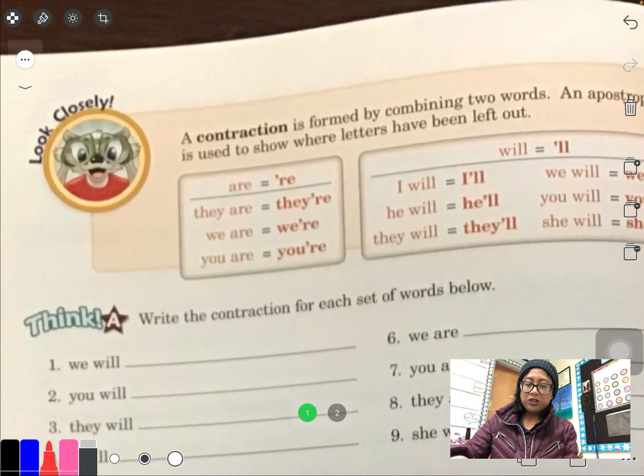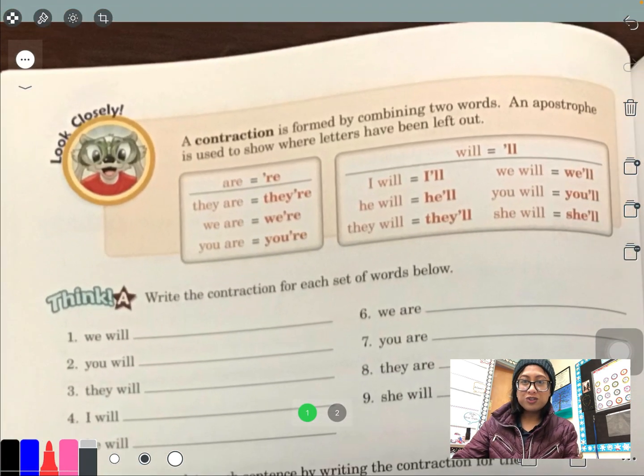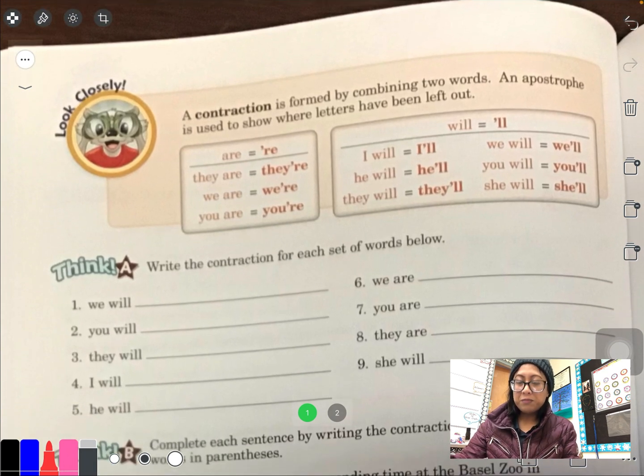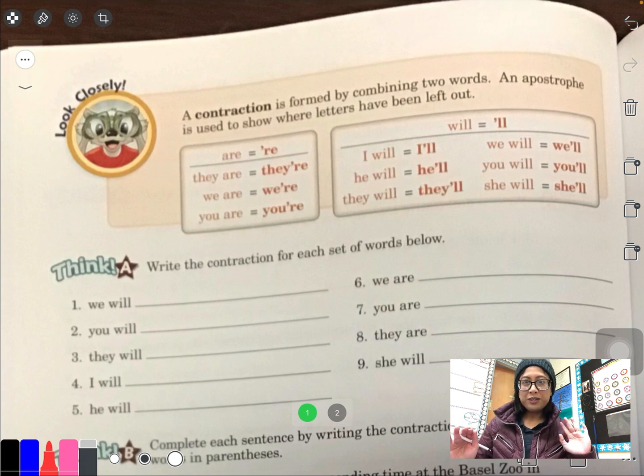So we're going to look at something called contractions on page 112. A contraction is formed by combining two words. An apostrophe is used to show where letters have been left out. And if you remember, when you were with Mrs. Jones, she had an activity where the words go through an operation, and the Band-Aid represents the apostrophe. I don't know if that sounds familiar. I don't know if I'm saying it right, but there you go.